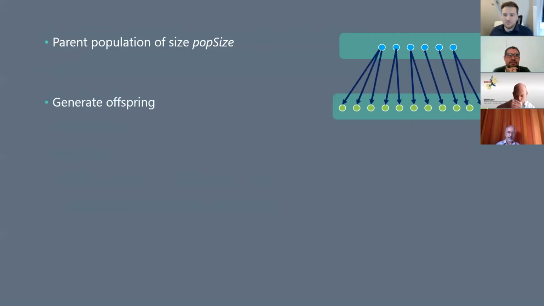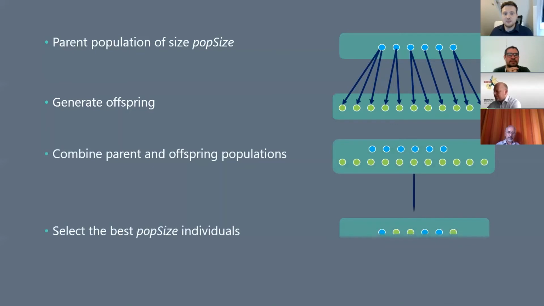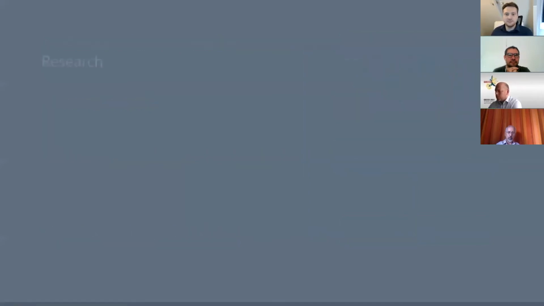plant propagation algorithm. The next step in the process is combining both parents and offspring and selecting the best individuals to participate in the next generation. This last phase, selecting the best individuals, is part of my research, which I will elaborate on next.